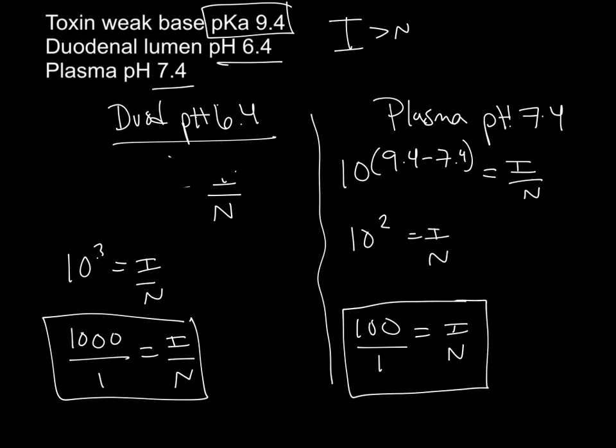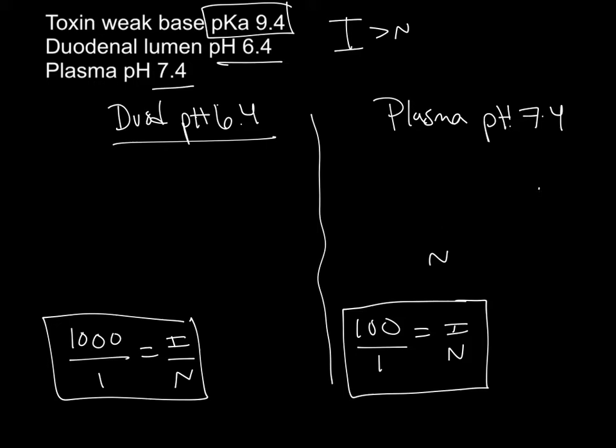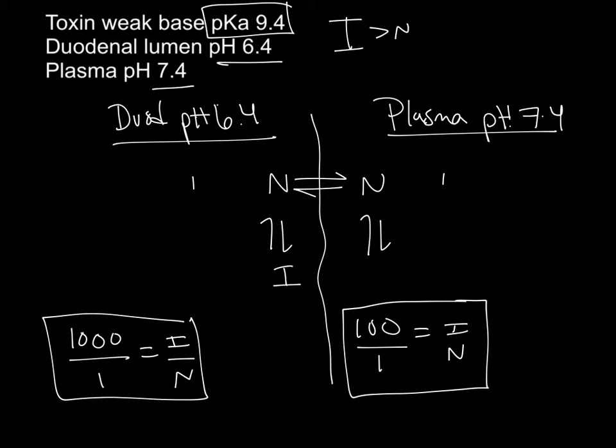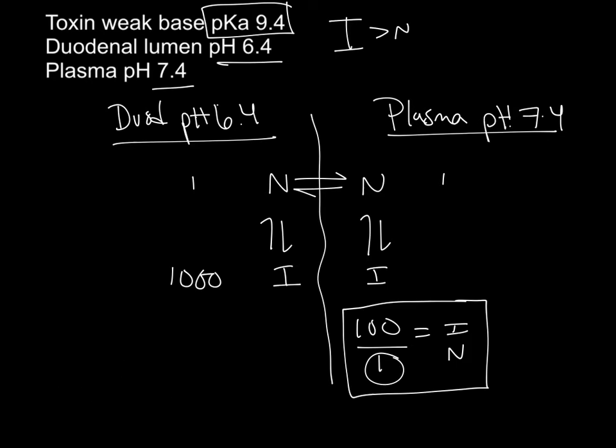Once we have figured out the I to N ratio in each of our two compartments, now we want to compare the two. So our next step is always going to be setting the N's to equilibrium, which means setting N equal to 1 and figuring out what is the ratio of I when N is 1. Well, in this case, our N's are already 1 in both of these, so we don't have to make any change. We just have to keep our N's and our I's straight. So for every 1 N on the duodenal side, there's 1,000 I's. And for every 1 N on the plasma side, there's 100 in the ionized state.